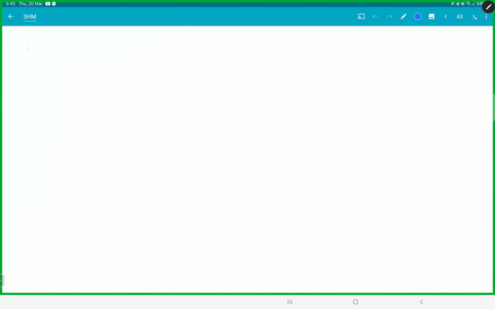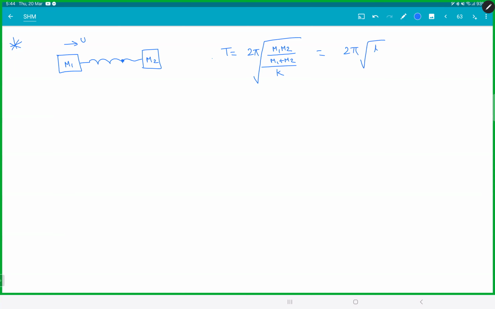So this is the shortcut. If I take m1 and m2, same story, you go and stand on the center of mass. Then the time period of this is given by 2 pi root over m1 m2 by (m1 plus m2) by k. This we write as 2 pi root over mu by k. Mu is your reduced mass.